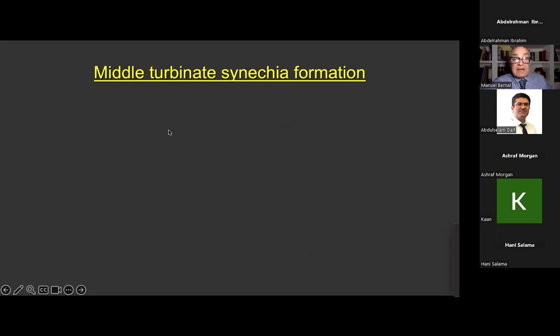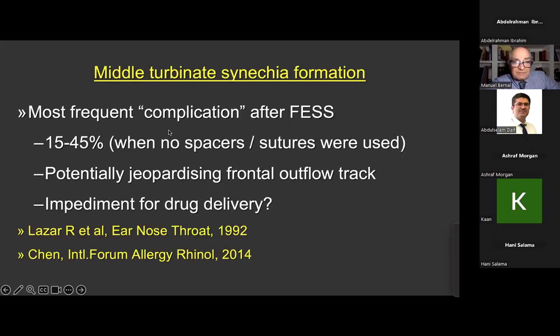So what happens with the middle turbinate and the synechia formation? Well, the lateralization of the middle turbinate is the most frequent, I would say, complication after FESS. And it doesn't matter whether you're using spacers or no spacers, because the event of a lateralization, as studied by Weber, who was a pupil of Wolfgang Draf, occurs between 2 and 3 months. The only thing you can prevent lateralization with is when you do the bulgarization, or you put some sutures between the middle turbinate and the septum.